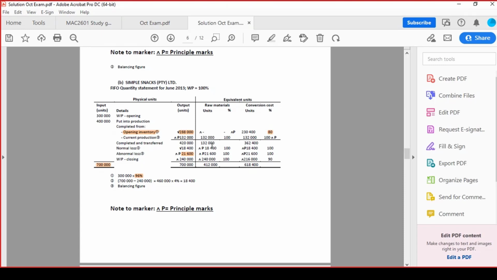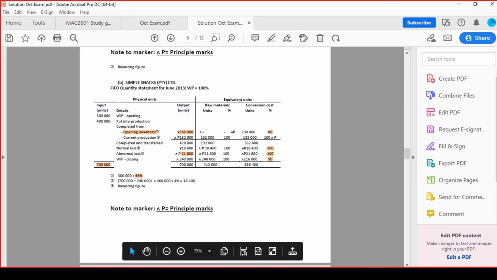And then what's next? Normal loss, yes. Raw material is always at 100. And for conversion cost, it's the wastage point. As you can see, it's the same also for the abnormal loss. And you get marks for that, because it's a rule. So when you apply that rule, you get principal marks for it. And then your closing WIP, 90% as it was.